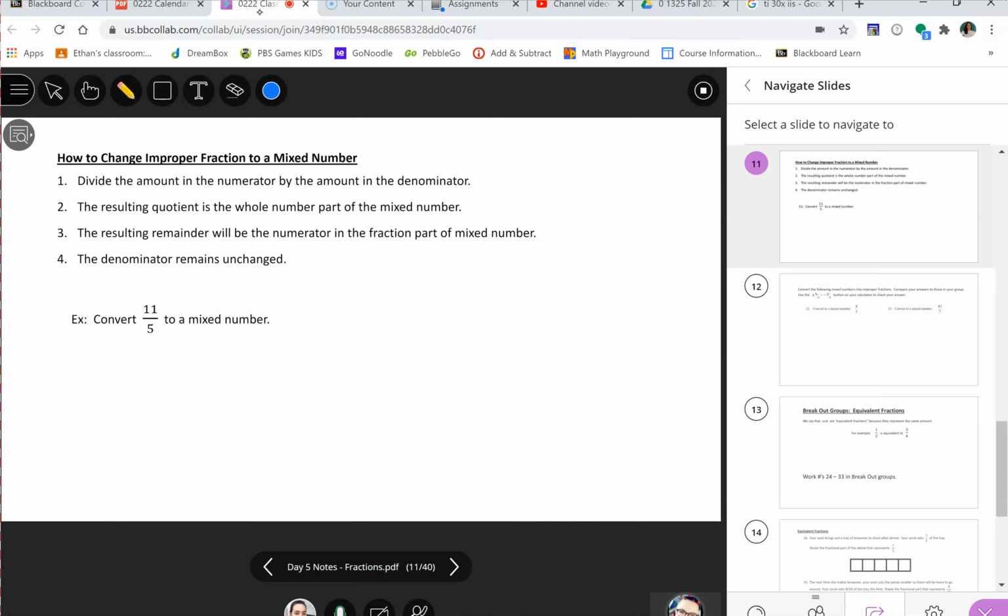Okay, so 11 over 5. If we want to do it by hand, okay, this is what you have to do. You have to do long division. I know, everyone's favorite thing ever, right? So you would have to take this.